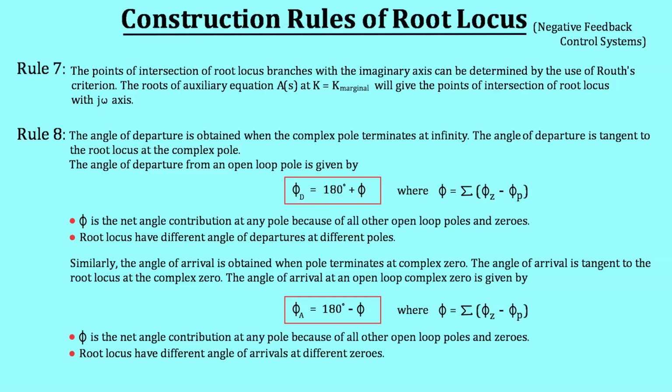The angle of arrival is tangent to the root locus at the complex zero. The angle of arrival at an open loop complex zero is given by 180 degree minus the net angle contribution at any pole because of all other open loop poles and zeros.